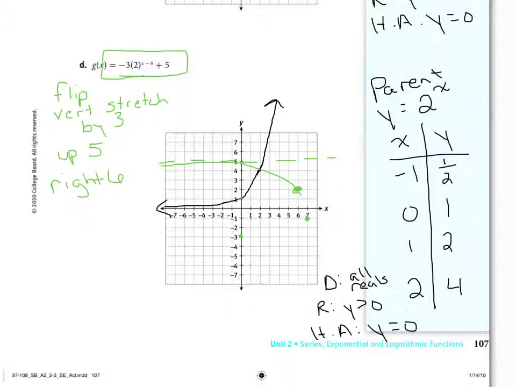And if you check it in the calculator, you should see something like this. The domain is still all real numbers. We flipped, so this time our range is the y's less than 5. Our horizontal asymptote is at 5. That flip really changes things up, right?